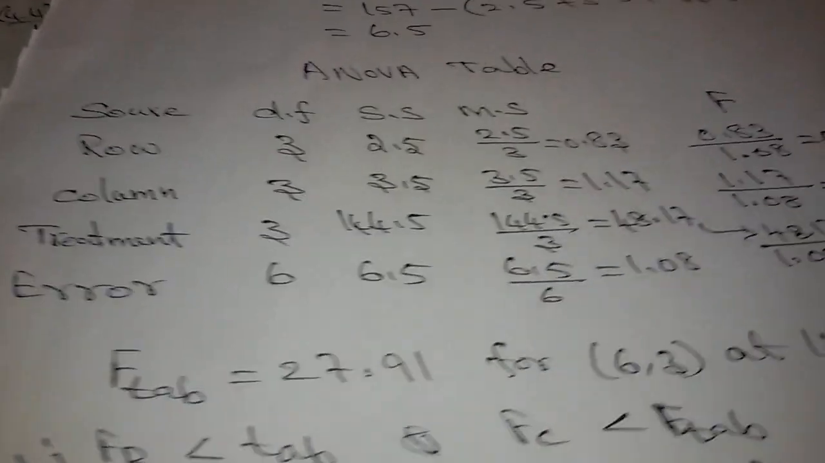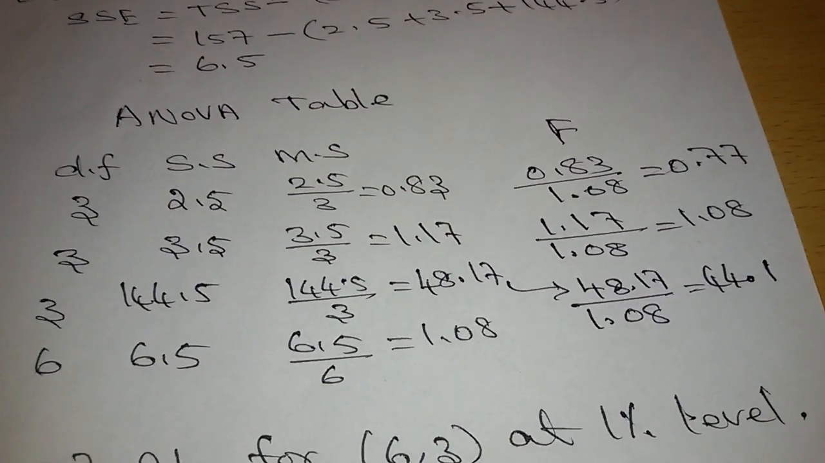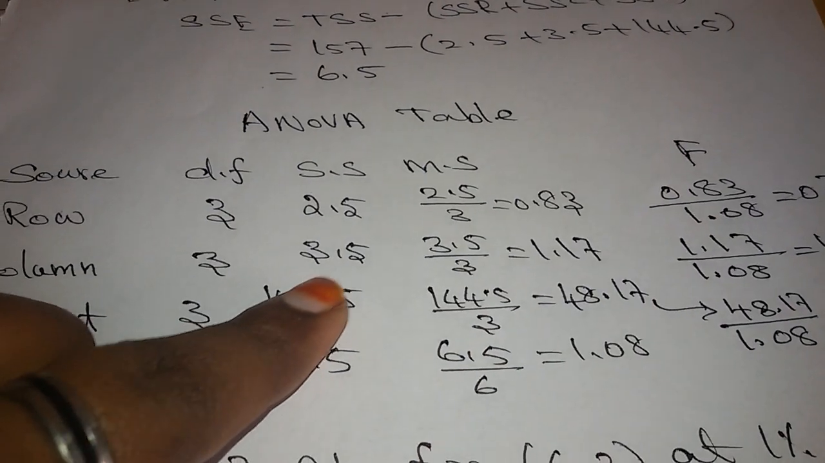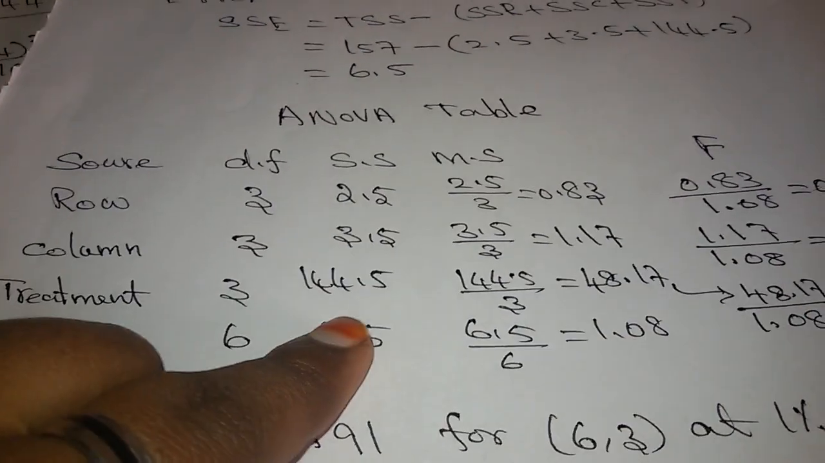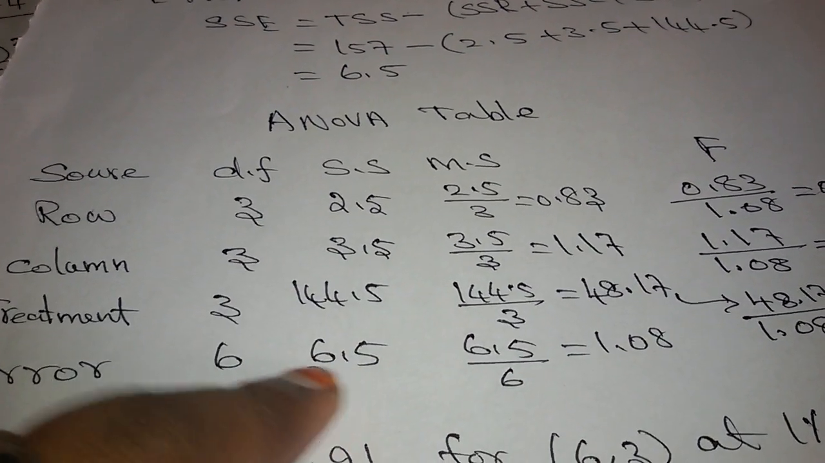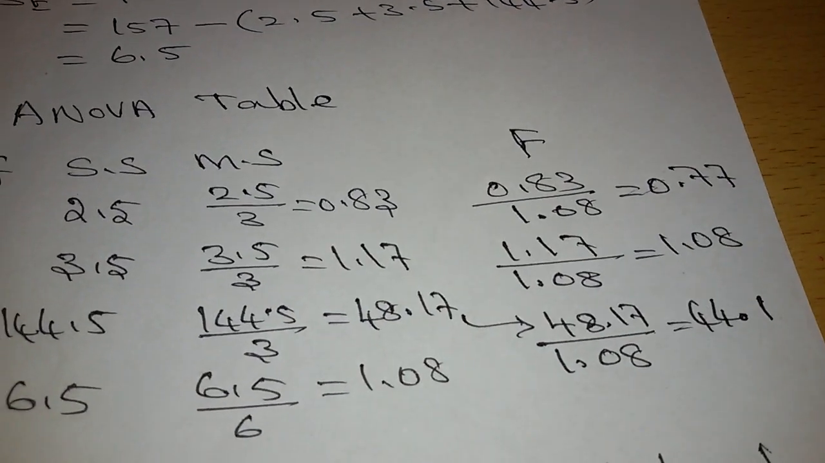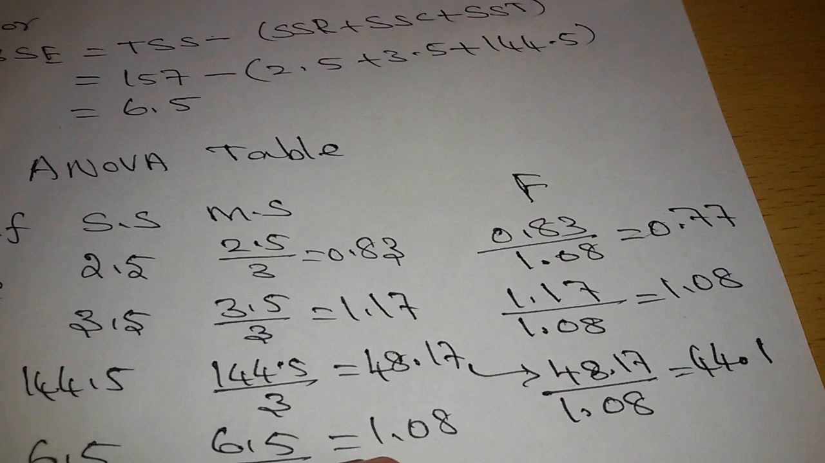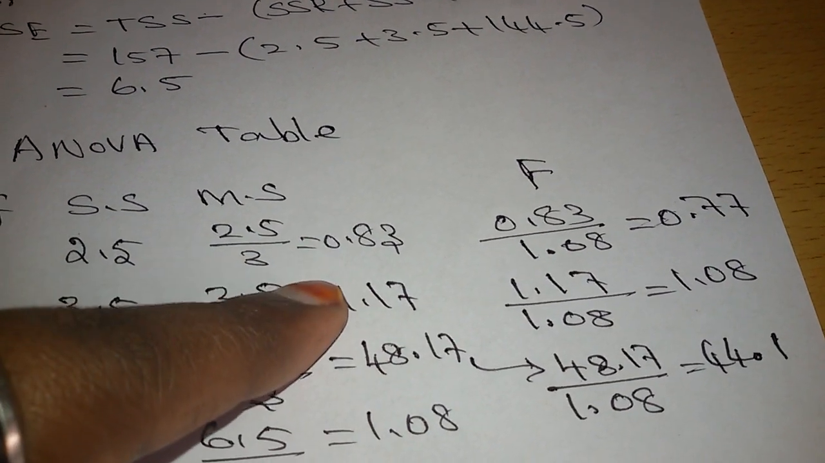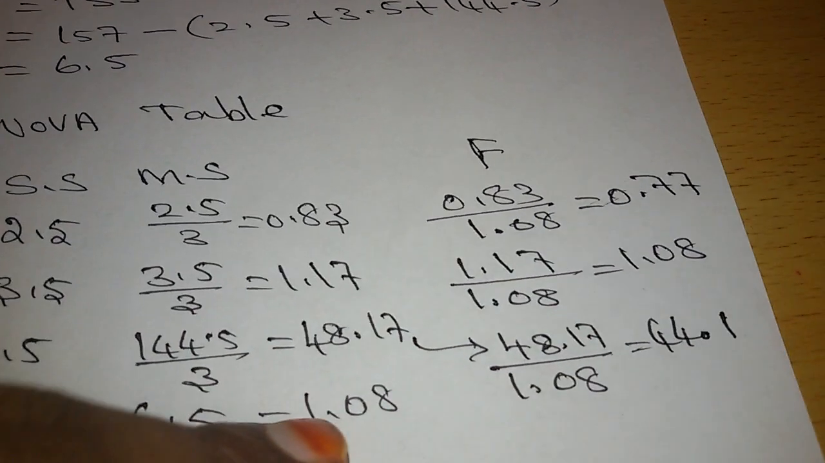Then you put all the values in the ANOVA table. Finally you find the mean square values: 2.5 divided by 3 for rows, 3.5 divided by 3 for columns, 144.5 divided by 3 between treatments, and for error 6.5 divided by 6. Using this you find the ratios. So this is SSE. 0.83 divided by this value, 1.17 divided by this one, and 48.17 divided by 1.08 are the values you have.